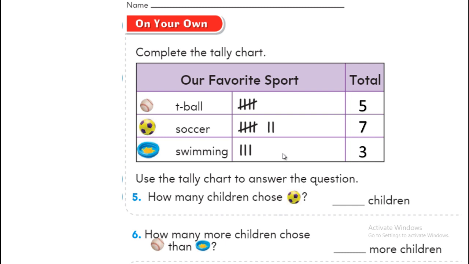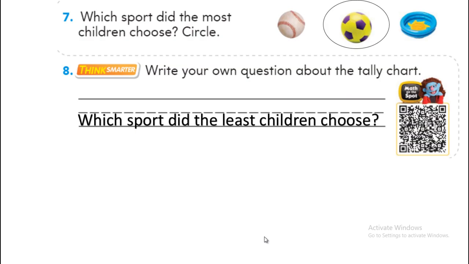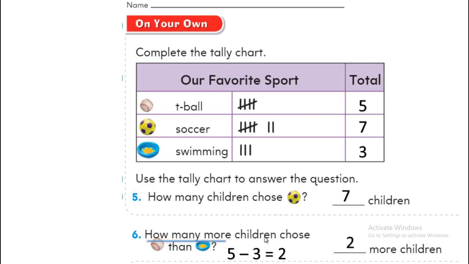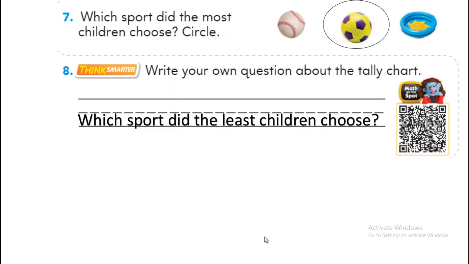Use the tally chart to answer the questions. How many children chose soccer? Go to the soccer. 7 children chose soccer. How many more children chose t-ball than swimming? How many more? Underline it. How many more? Subtraction. Excellent. So we want to subtract t-ball minus swimming. 5 minus 3 equals 2 and write it in the correct place. Which sport did the most children choose? Go back. It's the soccer, so circle soccer.